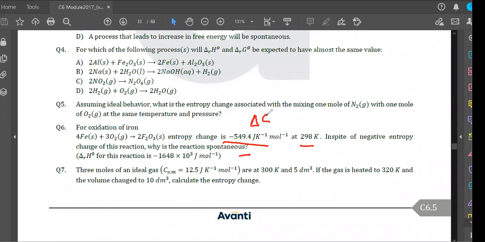Now, what is the meaning of spontaneity? Can ΔS alone tell me that a reaction will be spontaneous or not? Or is it something else? It is ΔG, right? It is ΔG which will let us know about spontaneity. And ΔG is equal to what? ΔH minus TΔS. Yes or no? Tell me.